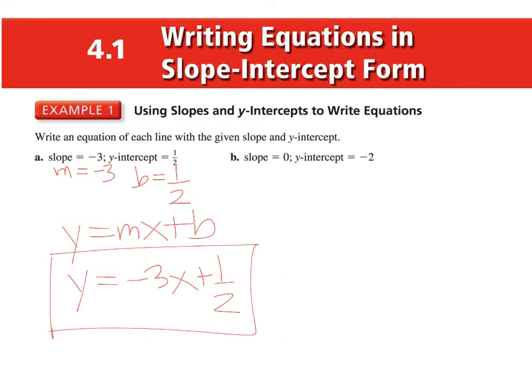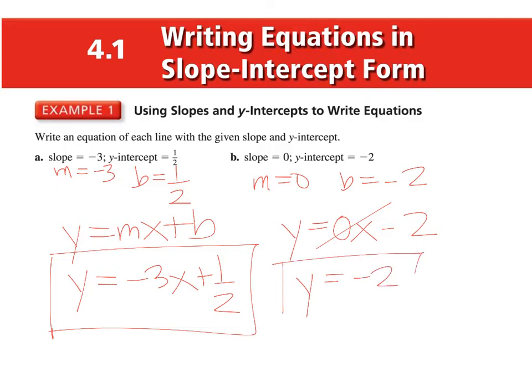For part B, the slope is 0. The y-intercept is -2. Plugging those into the general equation, we have 0x minus 2. So 0 times x is 0, and we just end up with y equals -2. Done. On to the next example.